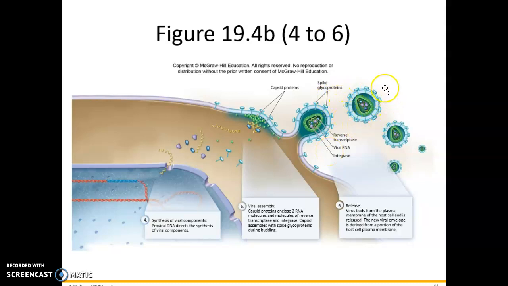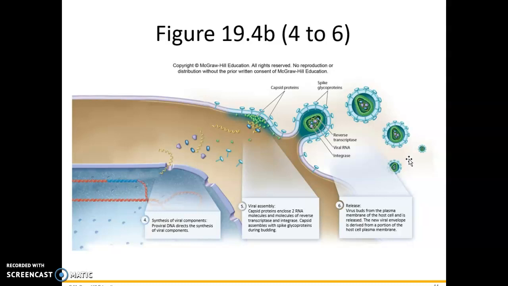And the new viruses will then leave. In this case, they're budding off. They will leave the host cell. Now, it looked like one virus got in and maybe only a few got out, but it can be millions of viruses that get out of one cell, depending on the virus type.